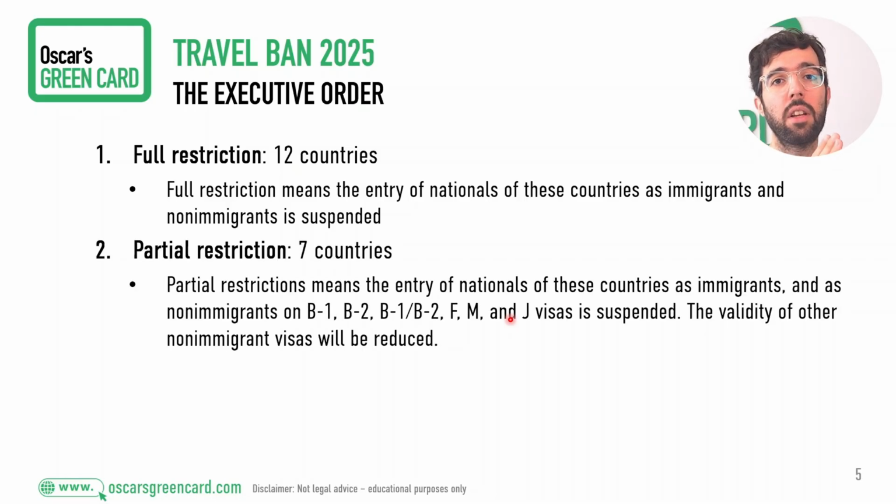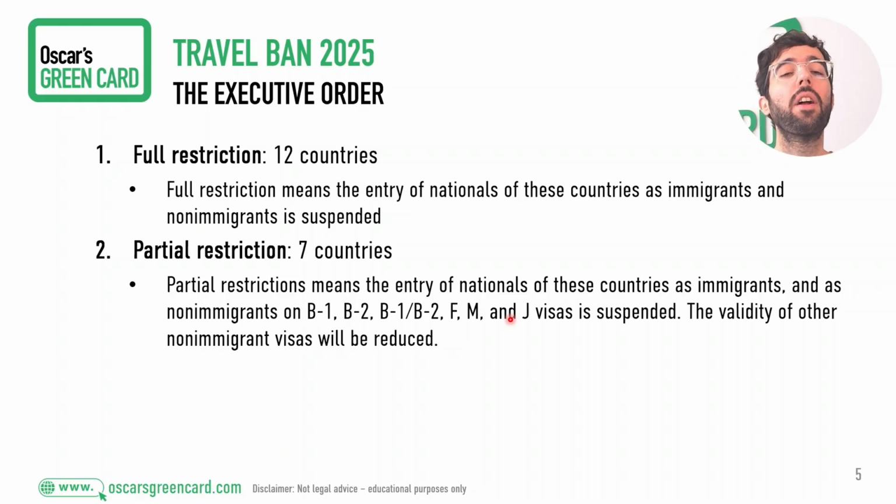Partial restriction countries, 7 countries, and partial restriction means that the nationals from these countries will be restricted to enter as immigrant and as non-immigrants on B visas, F, M, and J visas. So mostly tourist, business, and student exchange programs. So those will be suspended.